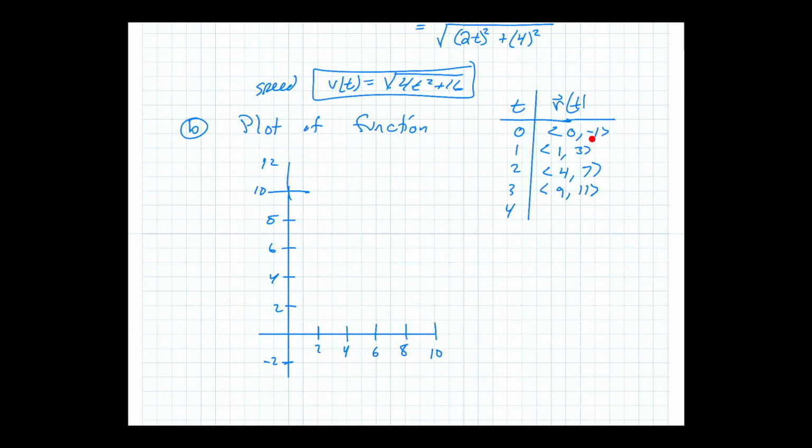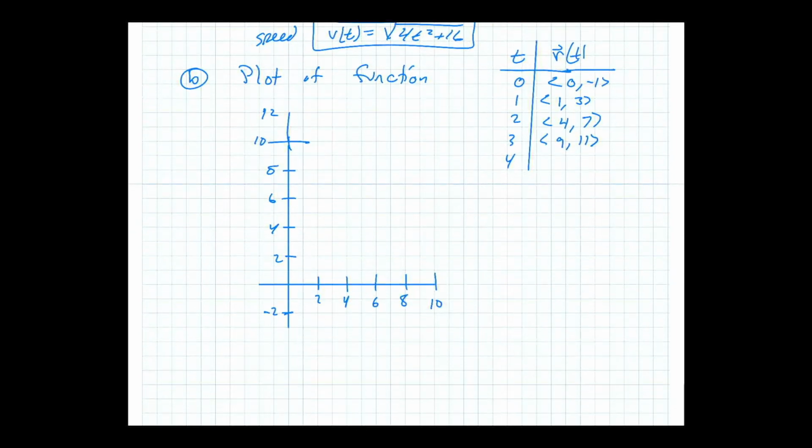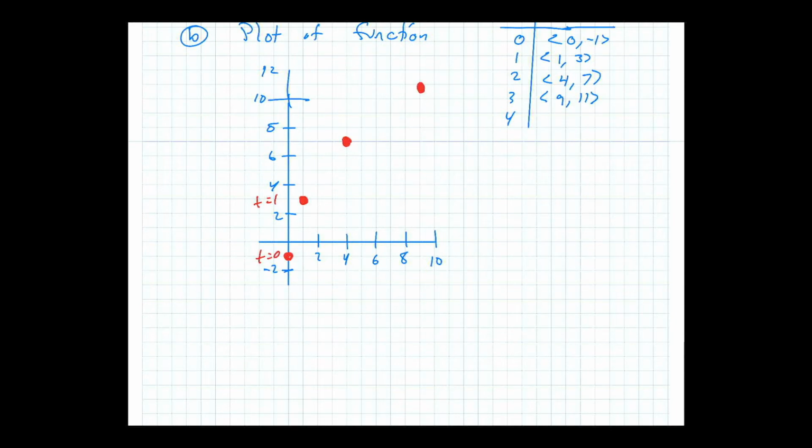Okay, so if you go to plot this curve here, then at time 0, the vector is 0, -1. But you plot that as a position, right? I know it's a vector, but you plot it at the point 0, -1. So 0, -1 is right here, and that's the t equals 0 point. And then you're at 1, 3. 1, 3 is here. So that's the t equals 1 point. Then you're at 4, 7. 4, 7 is right here. And then 9, 11. 9, 11 is right here. Okay, so this is your curve.